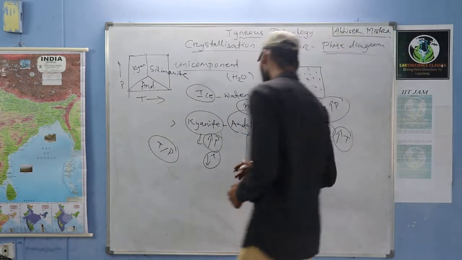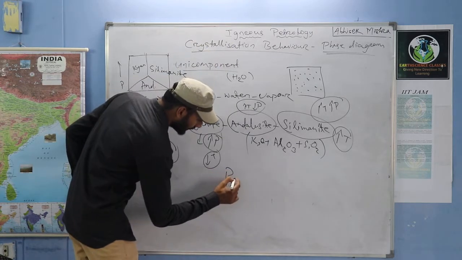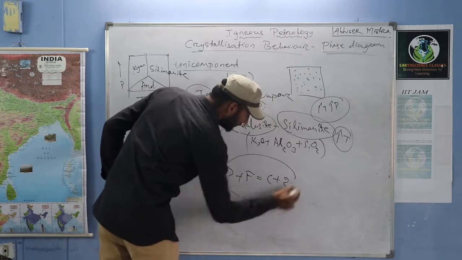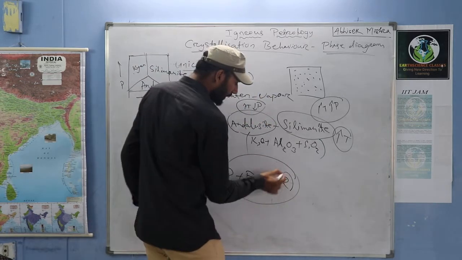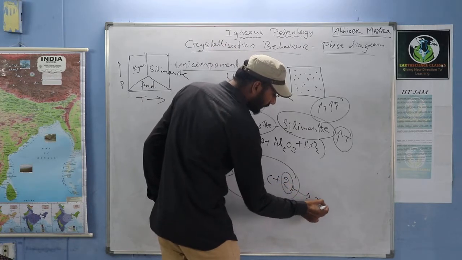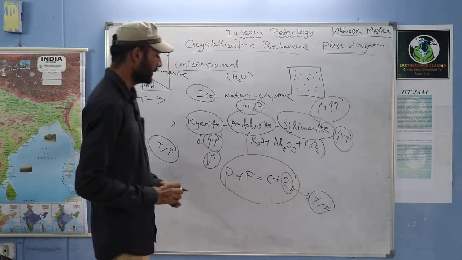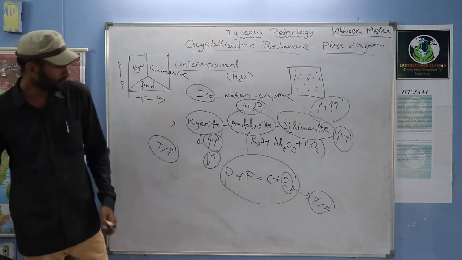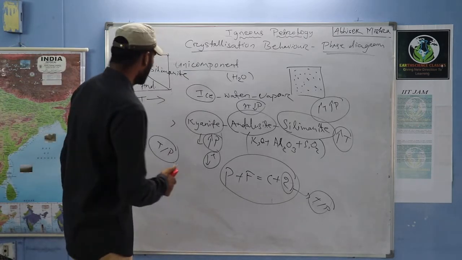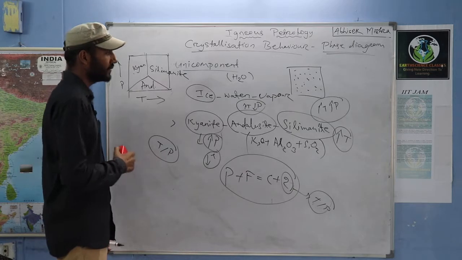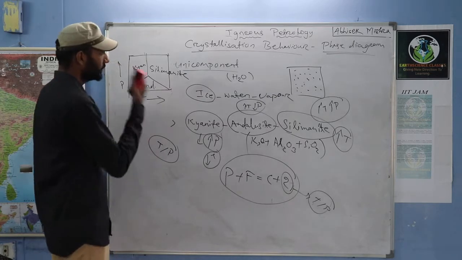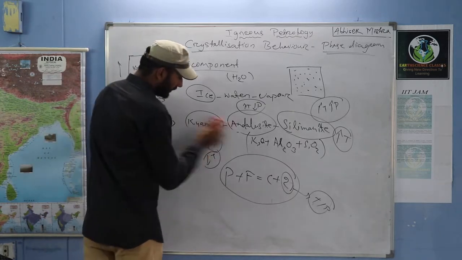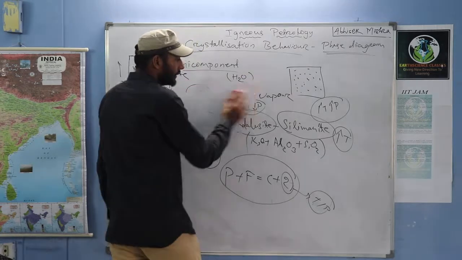Here, if we use the phase rule, it is P + F = C + 2. Why 2? Because both temperature and pressure are variables. So we are using P + F = C + 2. I think this much is sufficient for unicomponent. We are not going to study the behavior here. We will study it in metamorphism, not in igneous. Then let's move to bicomponent.